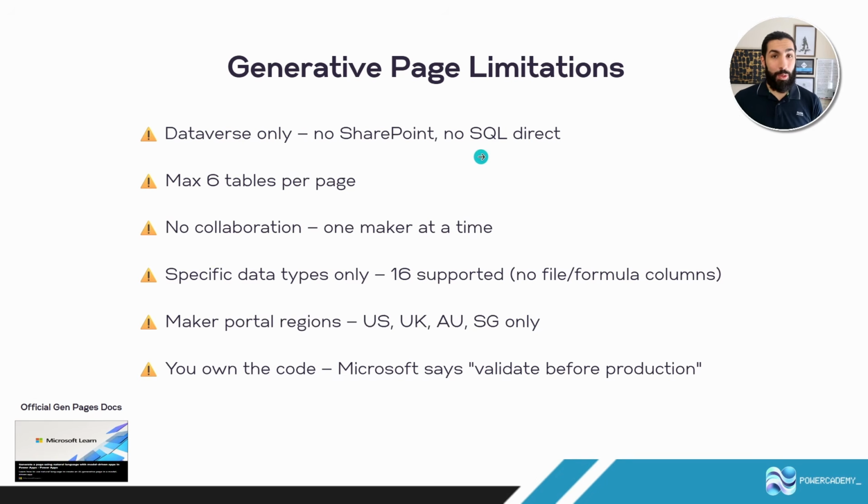Maximum, you get 6 tables per page, which of course is a limitation as of now. I tend to find that splitting up your generative pages, if they require more than 6 Dataverse tables, is the best way forward, even from an architecture perspective, but again, something to keep in mind.